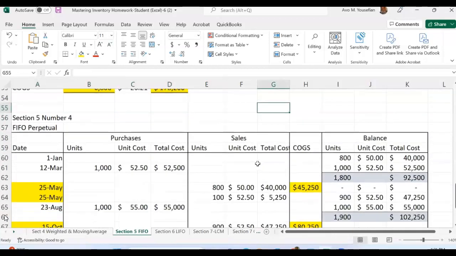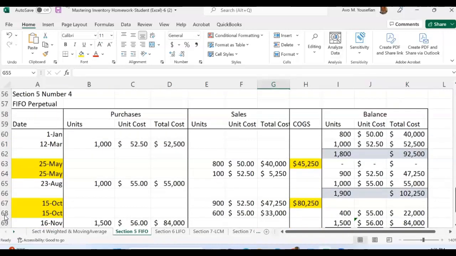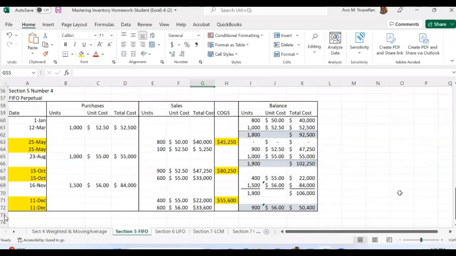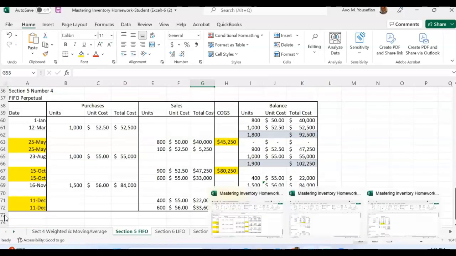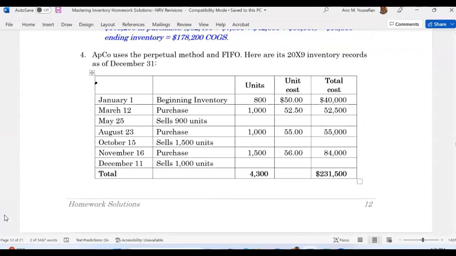Okay, let's go to section 5, number 4. Here's the problem. The company is using a perpetual method and FIFO. Here is the 2019 inventory records.